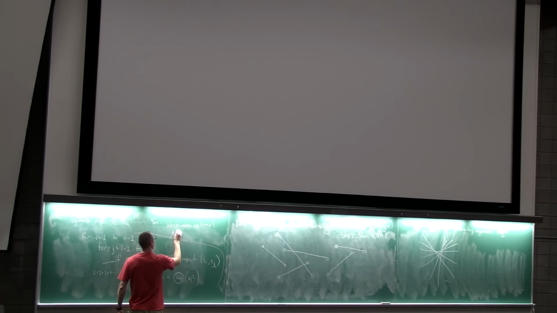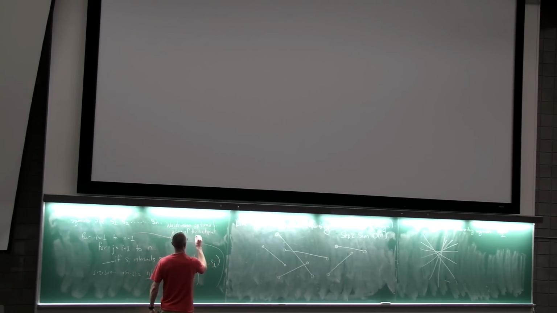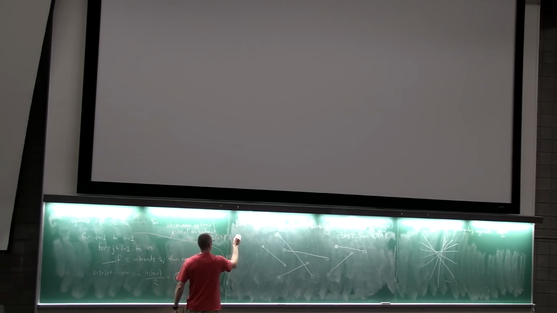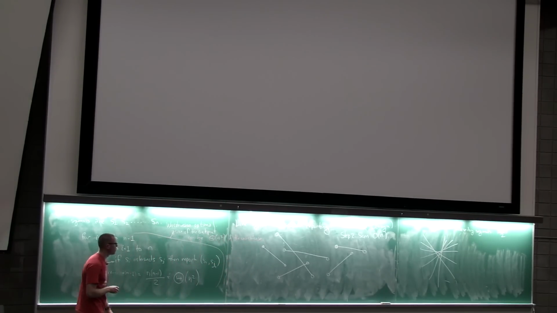And the reason is that the size of the output can be quadratic in the worst case. Or more precisely, there exist inputs where the size of the output is quadratic. And so for those inputs, we can't do better than outputting all of the pairs of segments.